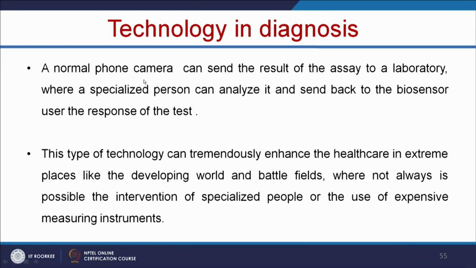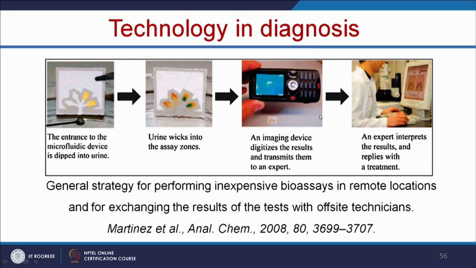Let us see how we can use this technology in diagnosis. We can use a simple phone camera, and that can send the result of the assay to a laboratory, where a specialized person can analyze it and send back the result. This type of technology can tremendously enhance healthcare in extreme places like the developing world and battlefields, where the intervention of specialized people or the use of expensive measuring instruments is not always possible. Here we can use a normal camera as an imaging device, which will digitize the result and transmit it to an expert, and the expert will interpret the results and recommend the treatment.